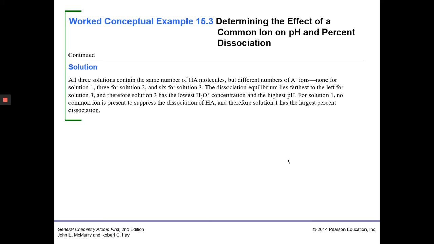All 3 solutions contain the same number of HA molecules, but different numbers of A- anions: none for solution 1, 3 for solution 2, and 6 for solution 3. The dissociation equilibrium lies far to the left for solution 3. Therefore, solution 3 has the lowest hydronium concentration and the highest pH. For solution 1, no common ion is present to suppress the dissociation of HA, and therefore solution 1 would have the highest percent dissociation.